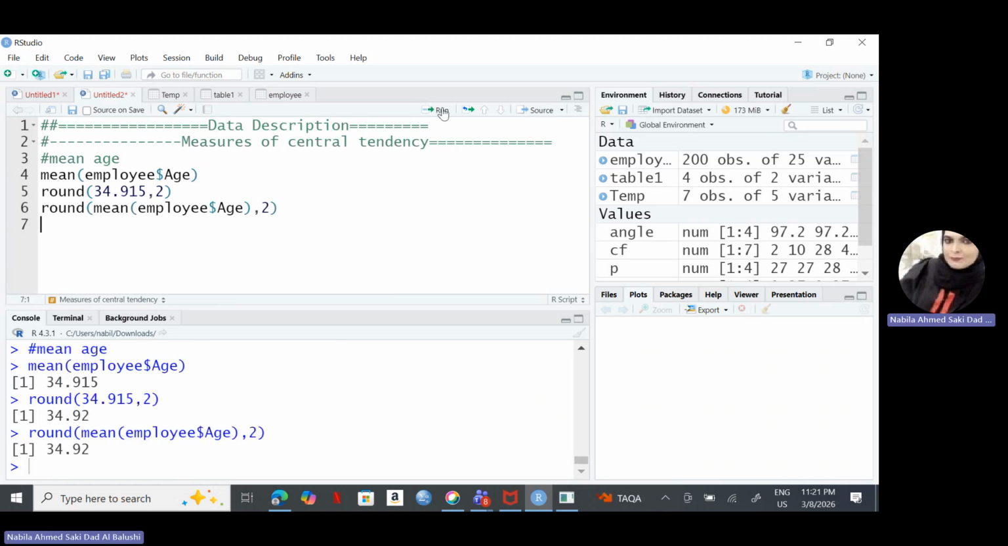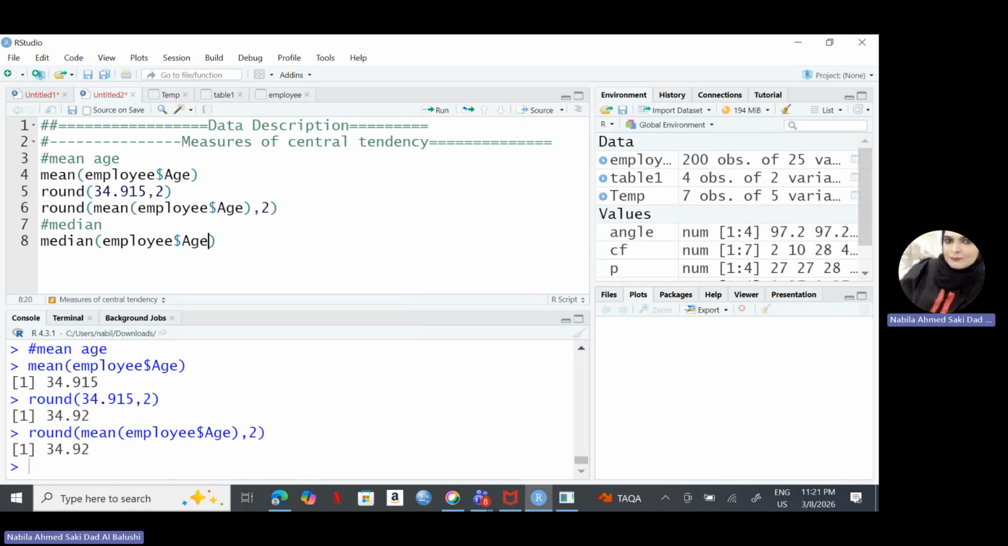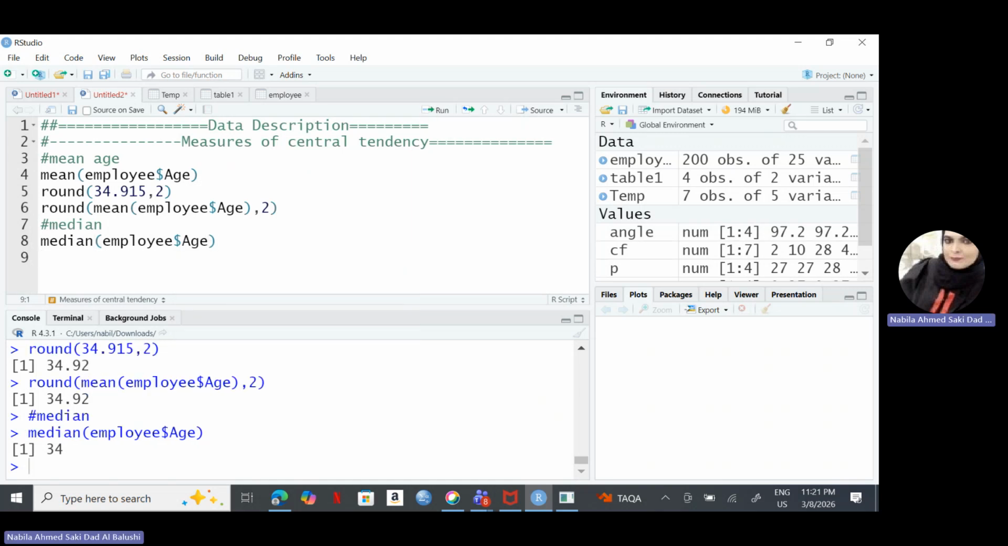To find the median, the second measure of central tendency, the command is median. Again, the data frame name is employee. We want to know the median age, so we select the variable age, run. The median age is 34.